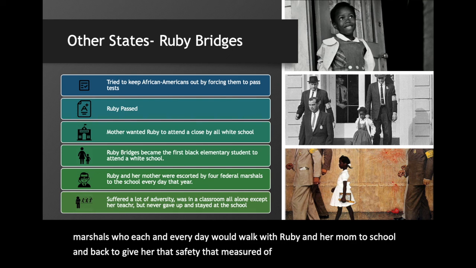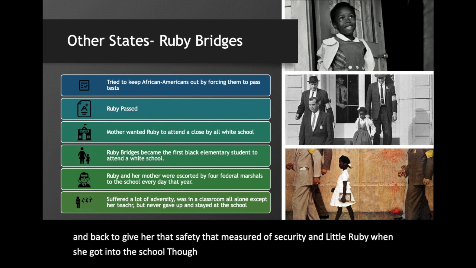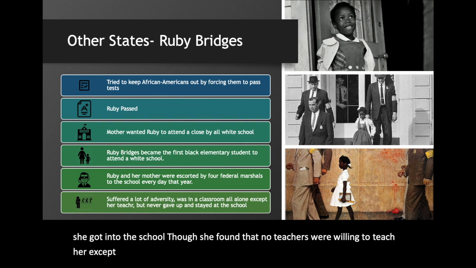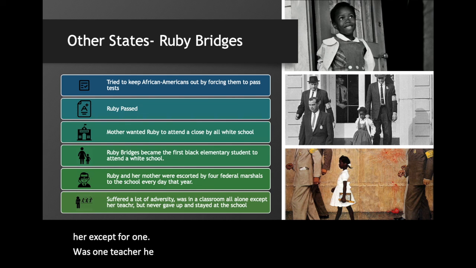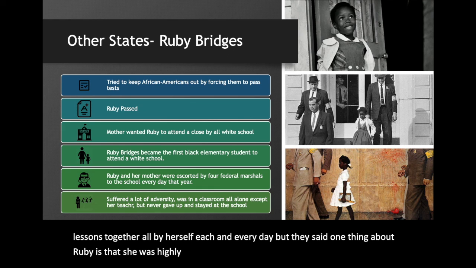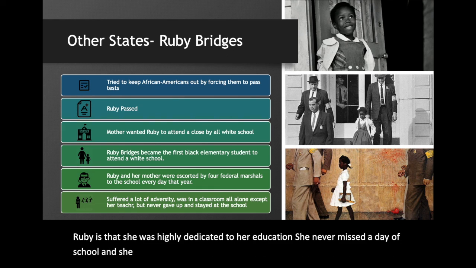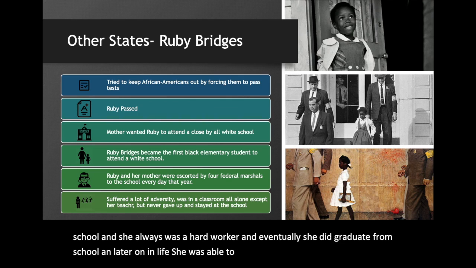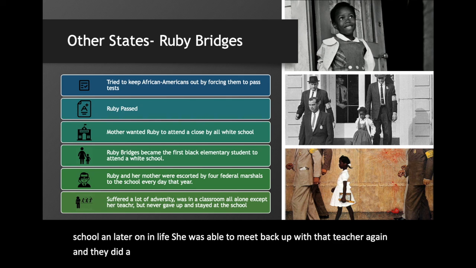And little Ruby, when she got into the school, found that no teachers were willing to teach her except for one. And this one teacher took her into a room and they sat there and had lessons together all by herself each and every day. But they said one thing about Ruby is that she was highly dedicated to her education. She never missed a day of school, and she always was a hard worker. And eventually she did graduate from school, and later on in life she was able to meet back up with that teacher again, and they did a number of interviews together about the experiences that they had.